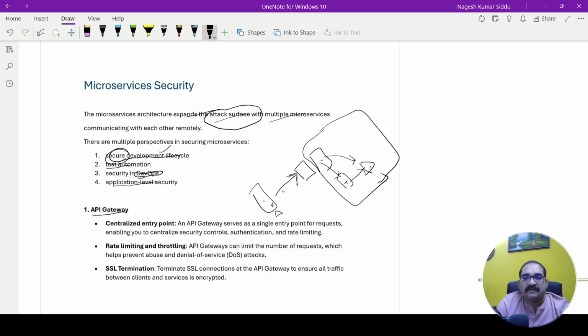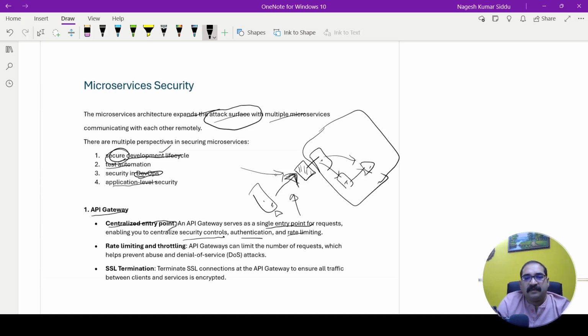What we can do is give only one endpoint, an external endpoint for the clients, which will call this API gateway, and then this gateway will further understand which microservices to call and then call them. This way, we will have only one entry point for any of the clients that are connecting to our application. That is what we call a centralized entry point. An API gateway serves as a single entry point for requests, enabling you to centralize security controls, authentication and rate limiting. Let's see what rate limiting is.